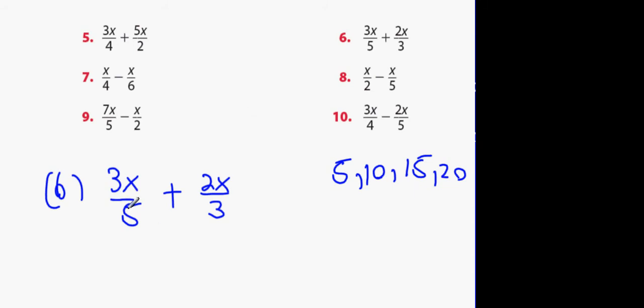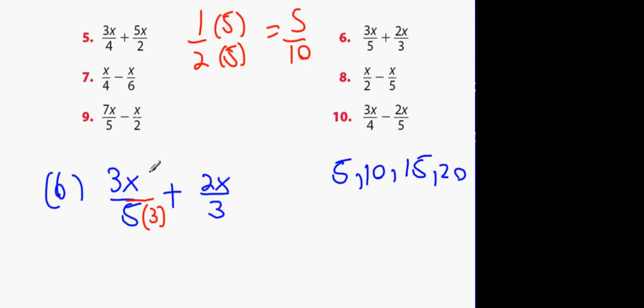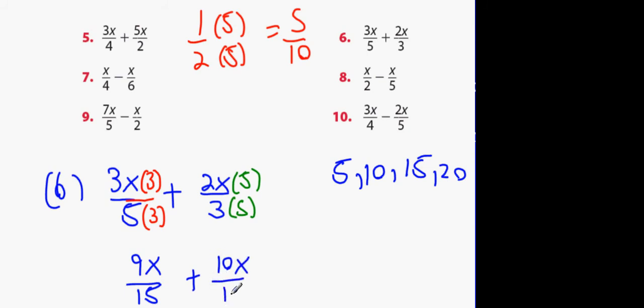If I have a regular fraction and I multiply the top and bottom number by the same number, it doesn't matter. For example, if I multiply the top by 5 and the bottom by 5, what will I get? 5 over 10. Is that still a half? So I'm going to use the same principle here. What does it take to change 5 into 15? Multiply the top and bottom by 3. What does it take to turn 3 into 15? Multiply the top and bottom by 5. And what do we get? 9x over 15. What about here? 10x over 15. Now, what's 9 over 15 plus 10 over 15?